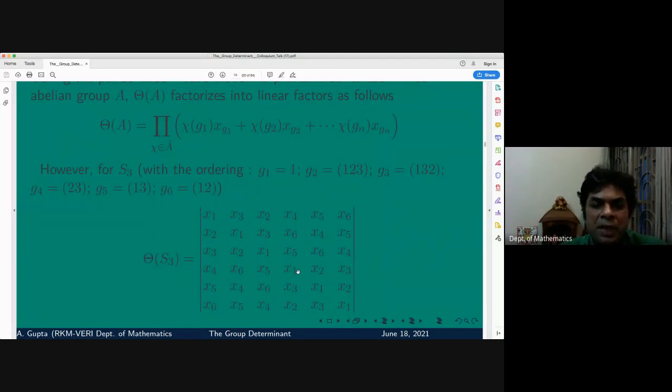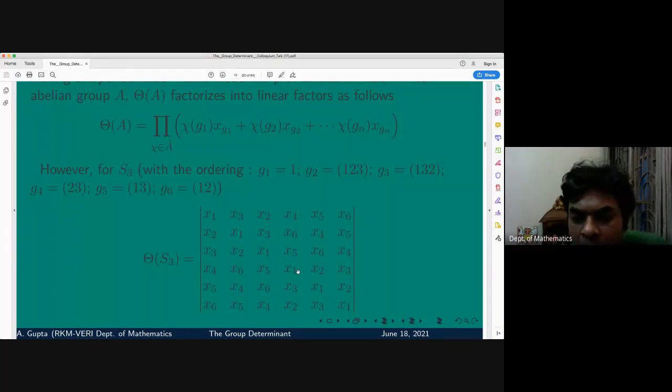So he shows this. After he solved this problem of factorization for abelian groups, naturally his attention shifted to non-abelian groups. And what is the first non-trivial example of a non-abelian group? It is S3, of course. So let us look at the situation for S3.